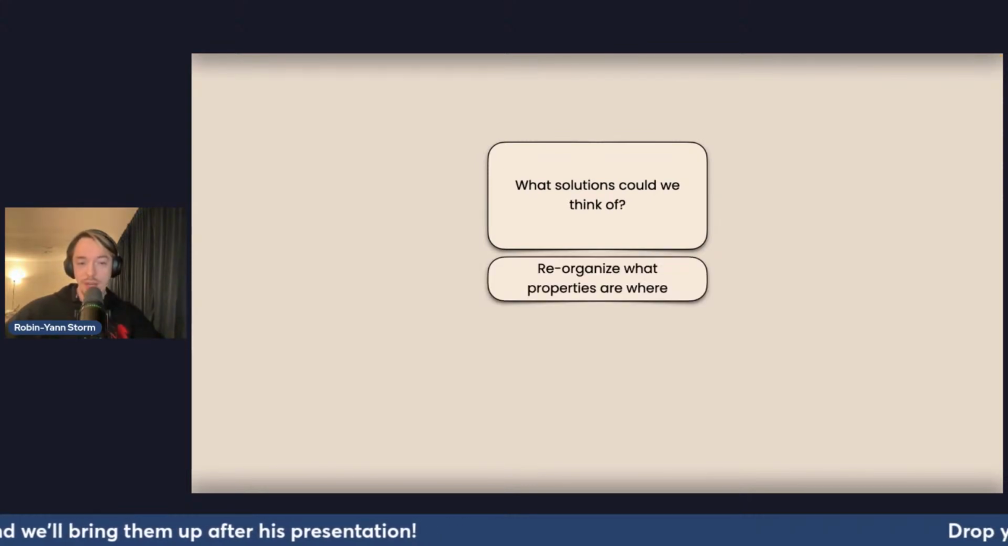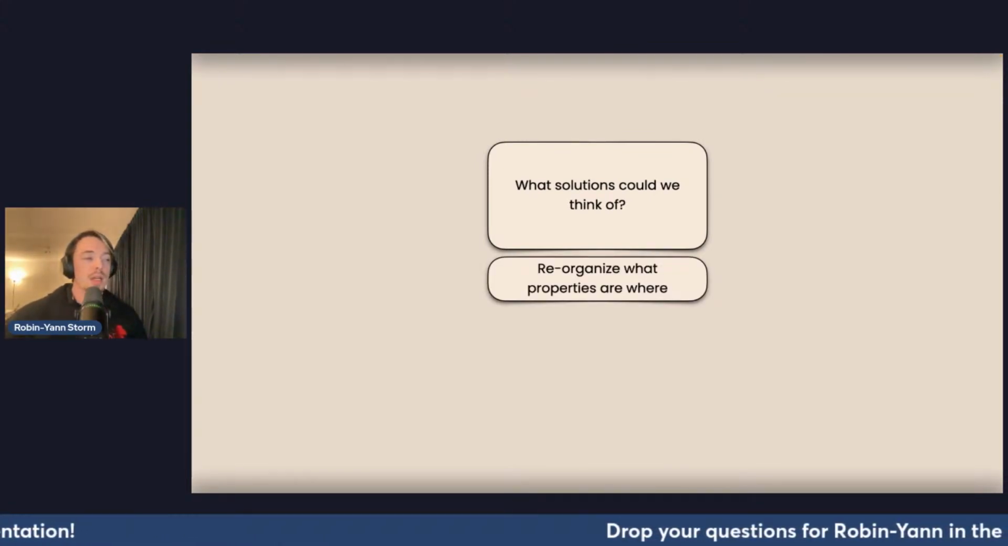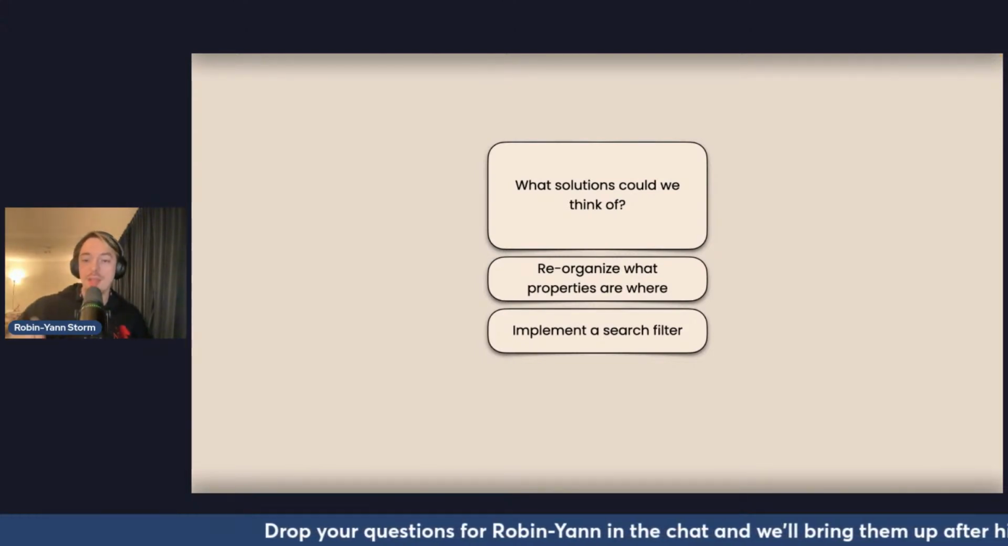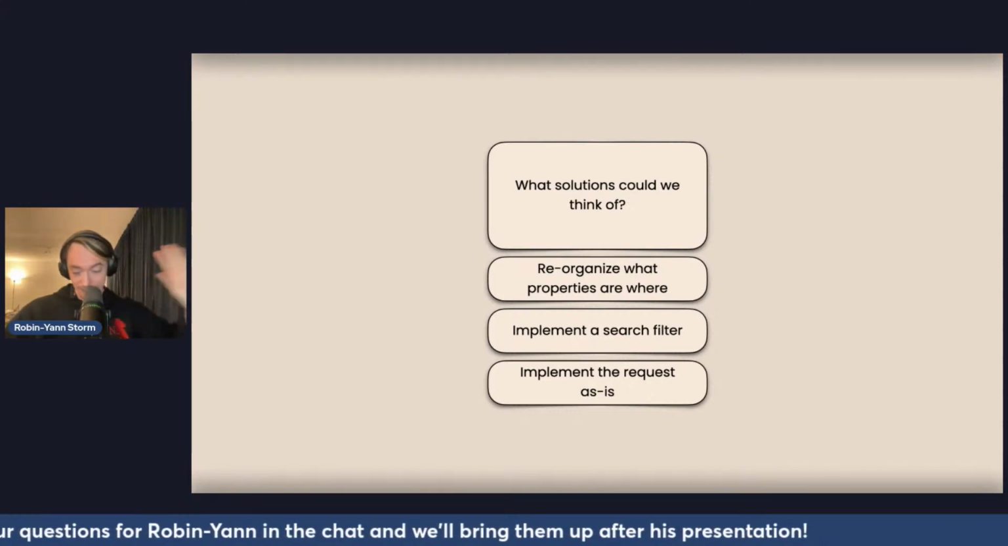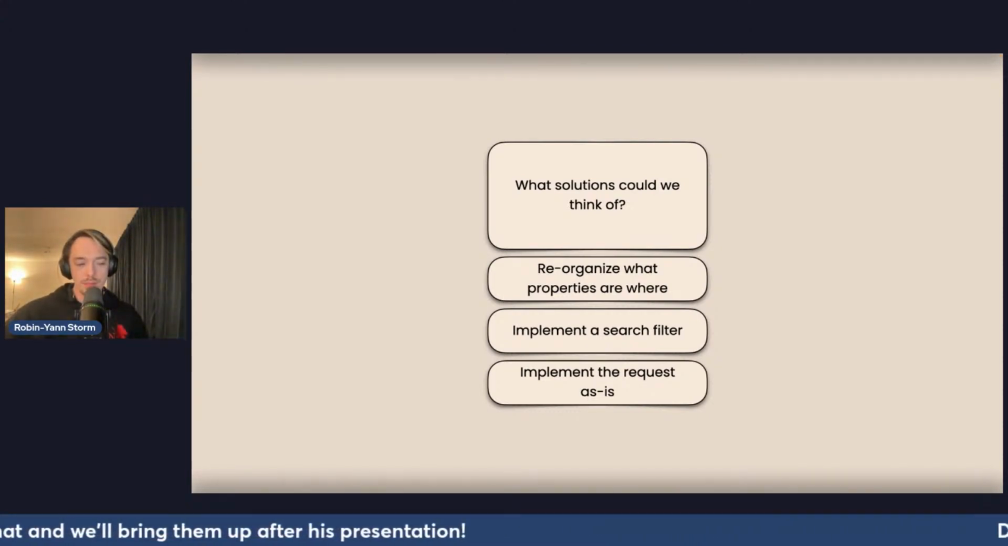Well, we can reorganize what properties are where. Maybe we can just make important properties higher up. Maybe we implement a search filter and you search by name for the particular thing that you want, and maybe it pops up. Or maybe we literally implement the request as is. We could do that. But there's one other thing that we could do.